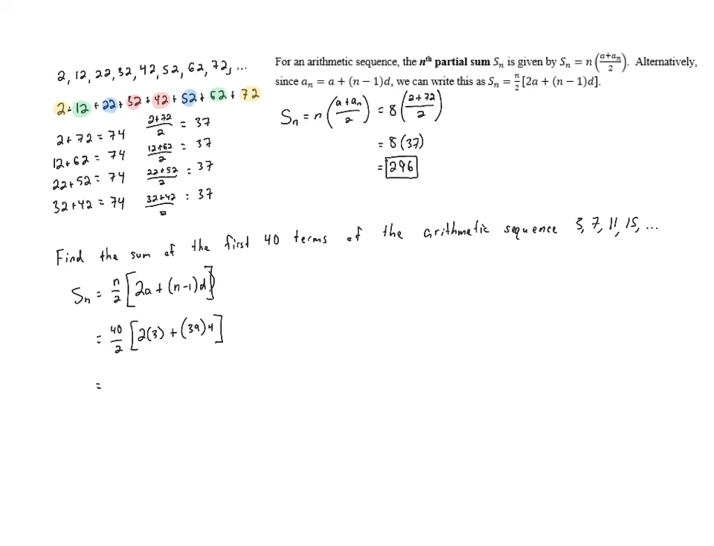So now we just need to evaluate this. 40 divided by 2 is 20. And then in the parentheses, we've got 6 plus 156. 6 plus 156 is 162. And 20 times 162 is 3,240. So the sum of those first 40 terms is 3,240, which we got much more simply than actually going ahead and writing out 40 terms and then trying to add all of them together.